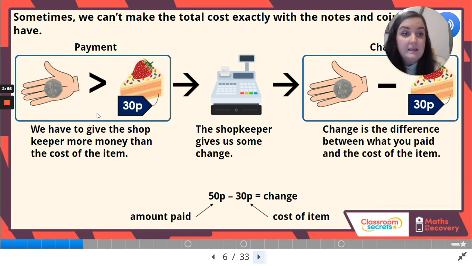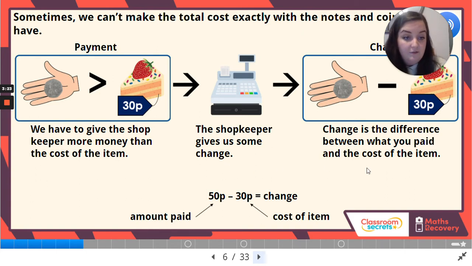So you can see here, we're going to buy a slice of yummy cake. That costs 30p, but I haven't got the coins to make 30p. So I'm going to give 50p, so we know 50 is bigger than 30. Then I'll give that to the shopkeeper. He then needs to give us some change, because 50p is obviously bigger than 30p. The cake only costs 30p, so we need some money back, and that is what we call change.